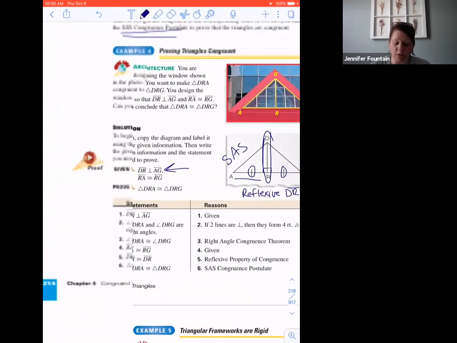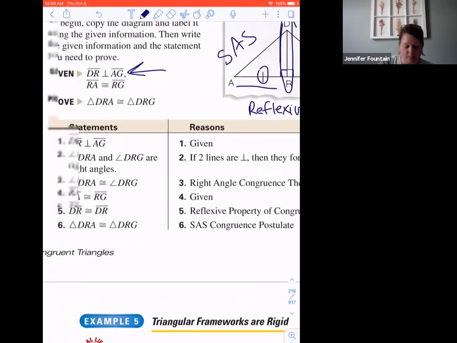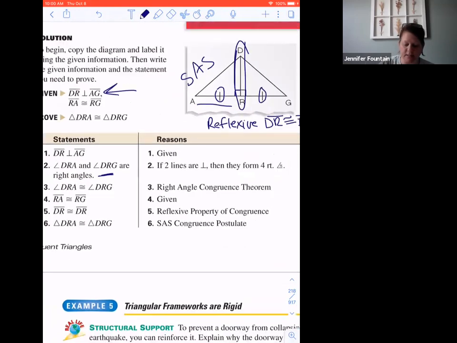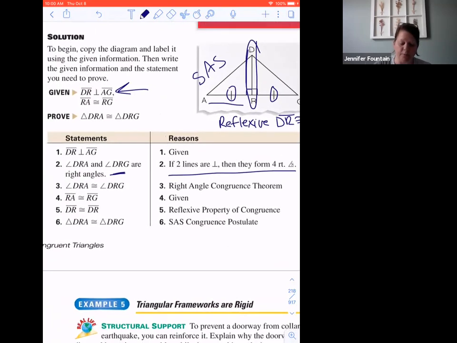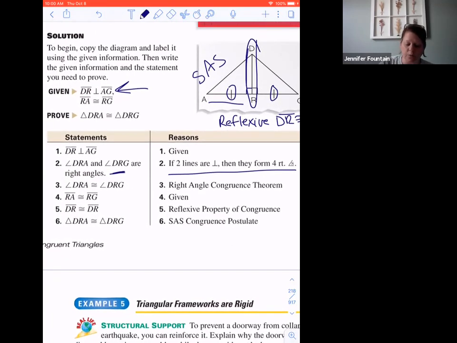So when we do this proof here, we start with the given. We show that DRA and DRG are right angles, and that was basically if two lines are perpendicular, they form four right angles. We were able to show that angle DRA is congruent to DRG using the right angle congruence theorem. Remember that a right angle is equal to a right angle. So that's what that one is saying.